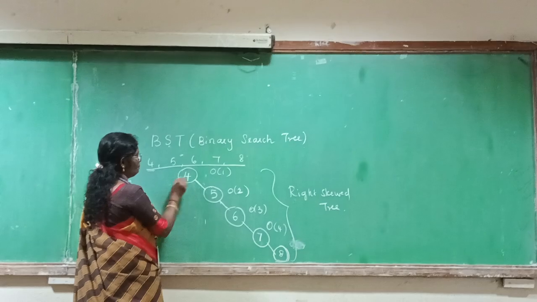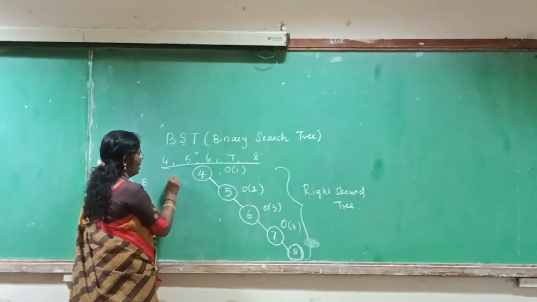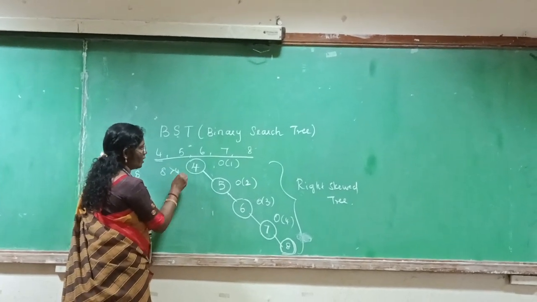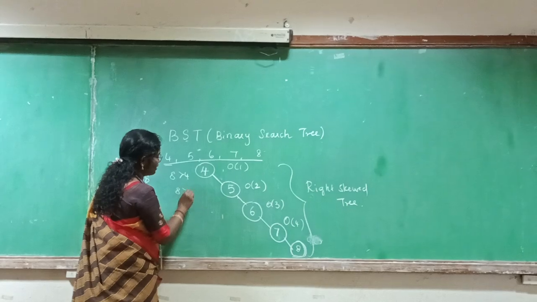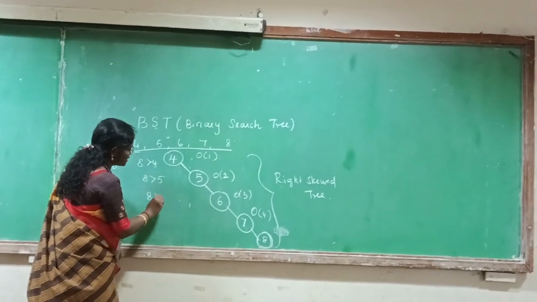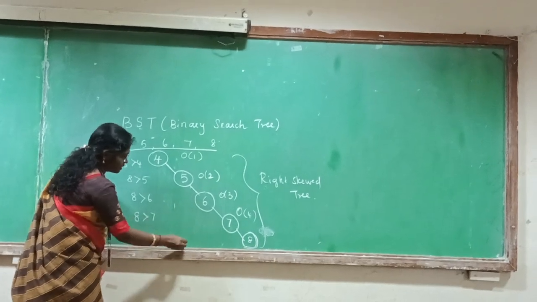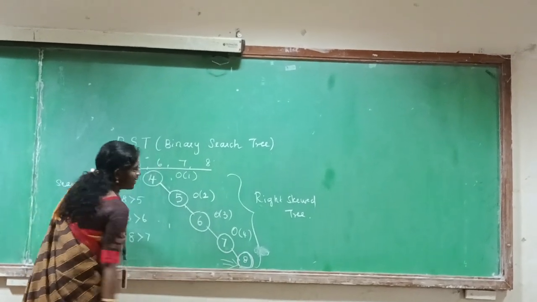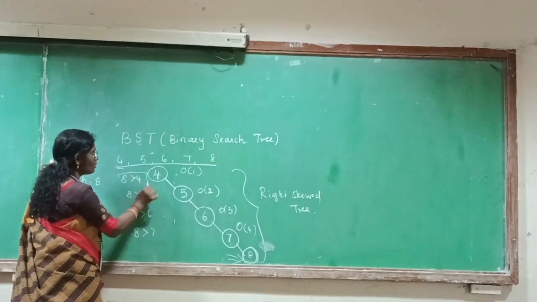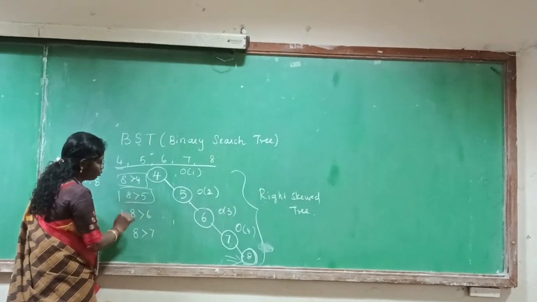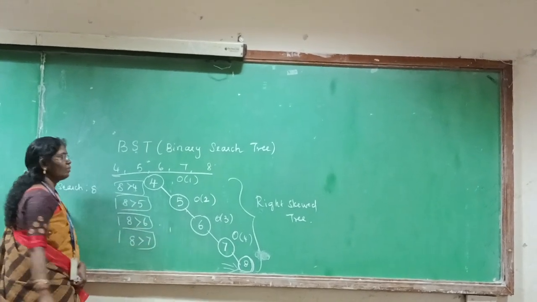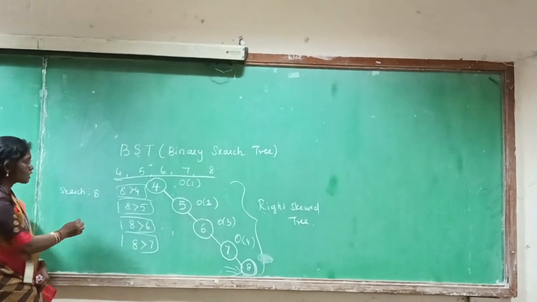So first I compare with 4: 8 is greater than 4, so I have to traverse. Again 8 is greater than 5, again I have to traverse. 8 is greater than 6, again I traverse. 8 is greater than 7, again I traverse. Then only can I reach the actual destination. So 4 times I have to do the comparison. So this is one of the drawbacks in the case of skewing.